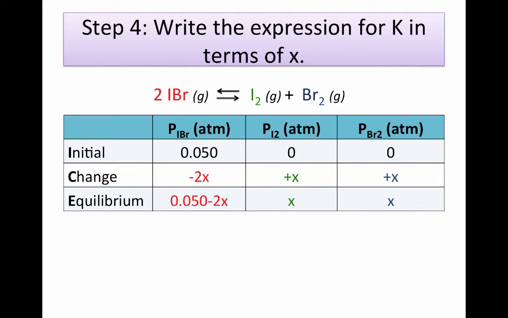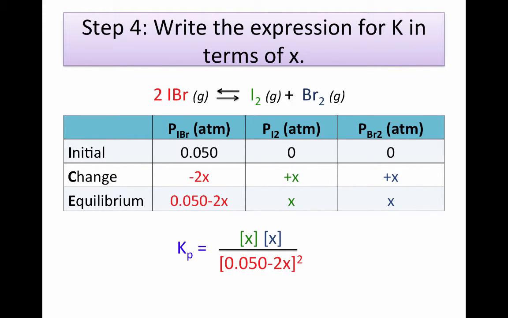Okay, so now we're going to write the expression for K in terms of X. And before we do that, we first have to write the expression for the equilibrium constant Kp. And so we do that just the way we did when we were writing the concentration-based equilibrium constant. Here we're using pressures instead of concentrations, so we have the pressure of I2 times the pressure of Br2 over the pressure of IBr squared, because it has a stoichiometric coefficient of 2.